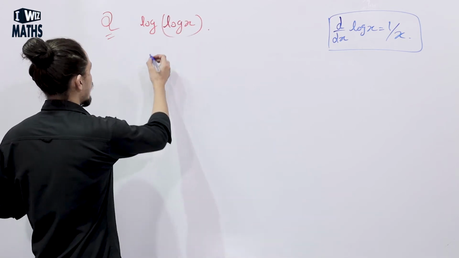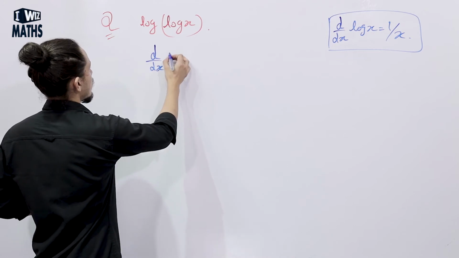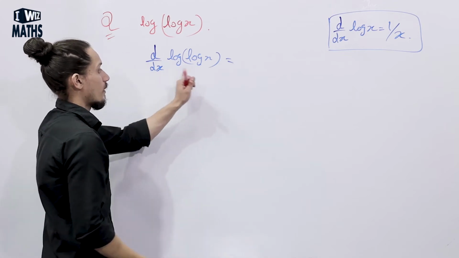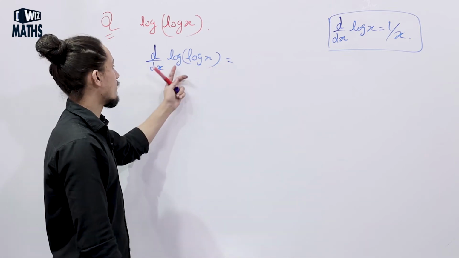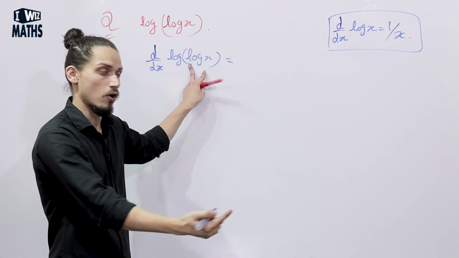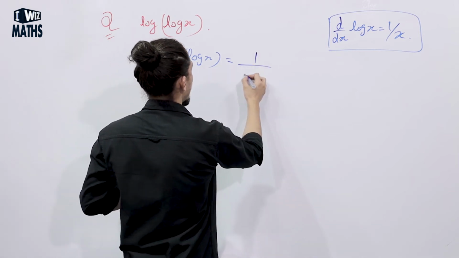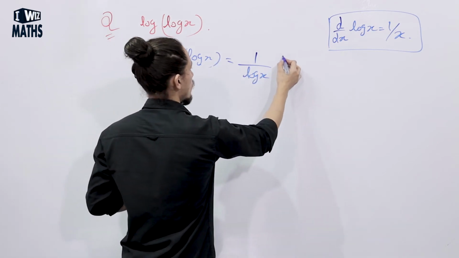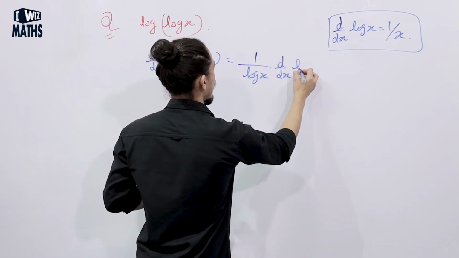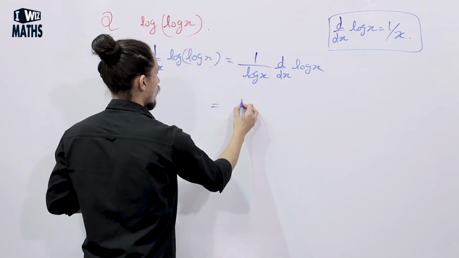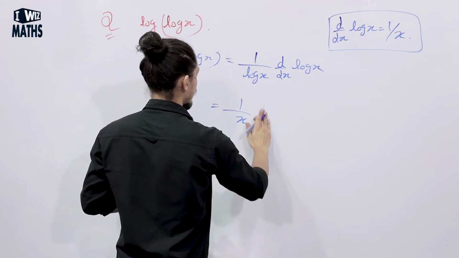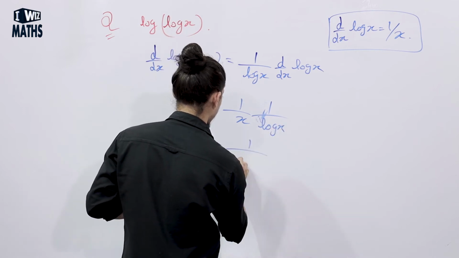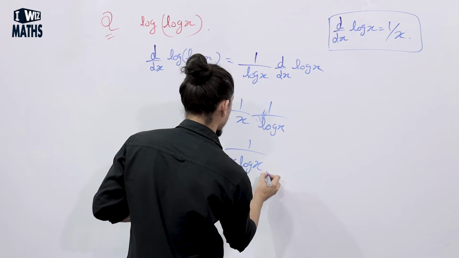Now the next function is log of log x. So its derivative will be d by dx of log log x, which is equal to, now what is the derivative of log x? 1 upon x. Here, in the first case, x is log of x. So its derivative will be 1 upon log x. But we have to differentiate further. So we get d by dx of log log x is equal to 1 upon x into 1 upon log x, which is equal to 1 upon x log x, and hence the result.